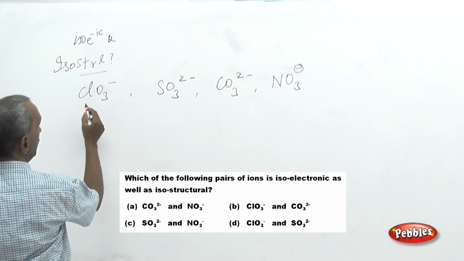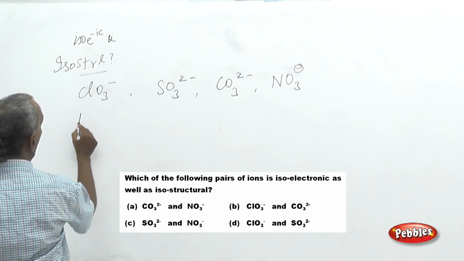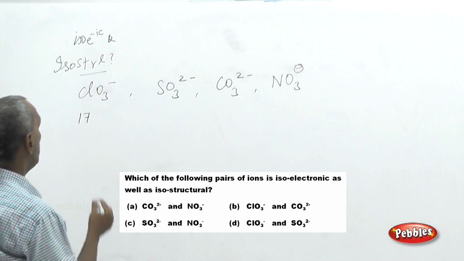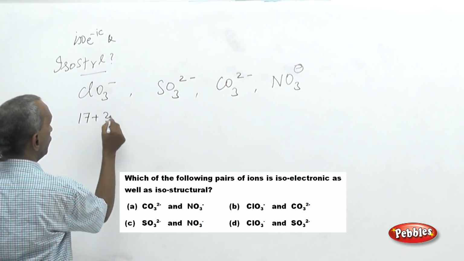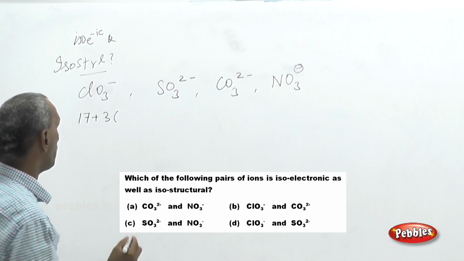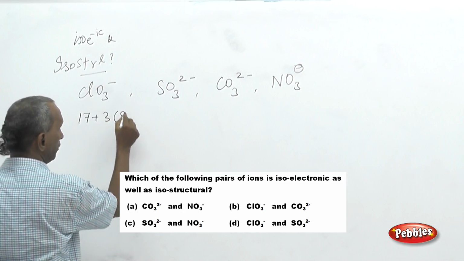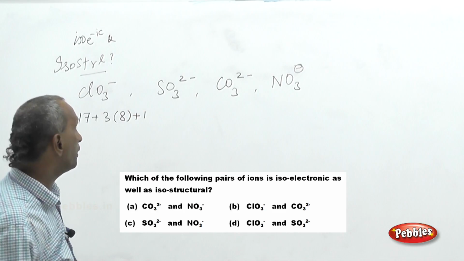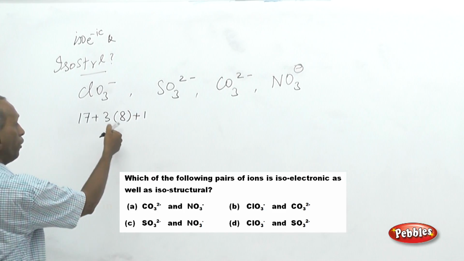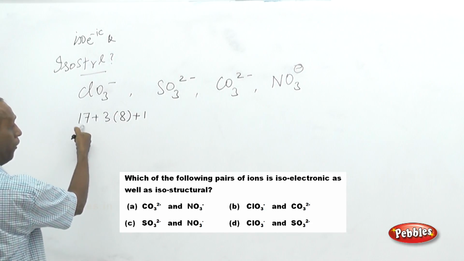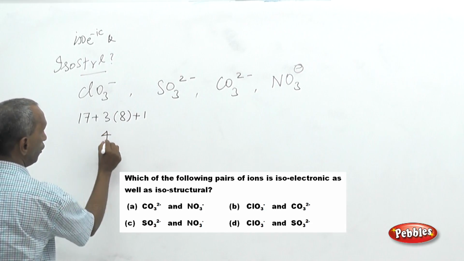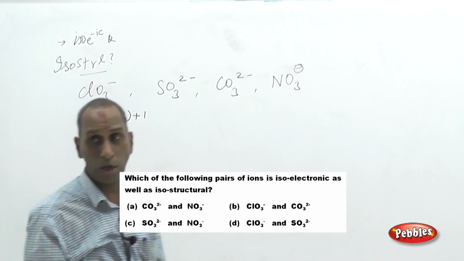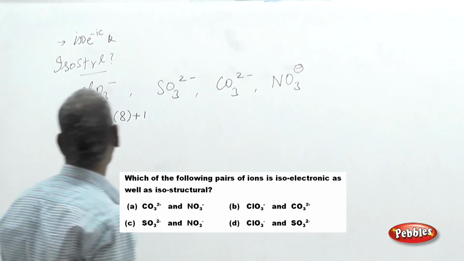First, chlorate, ClO3 minus. Chlorine atomic number is 17. So, number of electrons is 17 plus 3 oxygens. Oxygen atomic number is 8, plus the anionic negative charge due to 1 electron. So, 3 8s are 24 plus 17, 41, plus 1, 42 electrons. First, let us concentrate on the aspect of isoelectronic systems. So, 42 electrons are there.